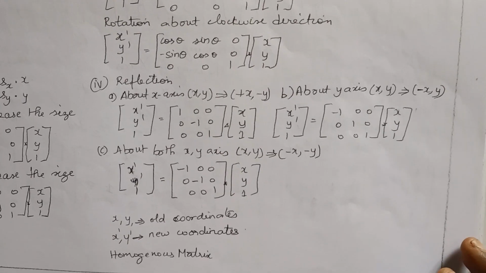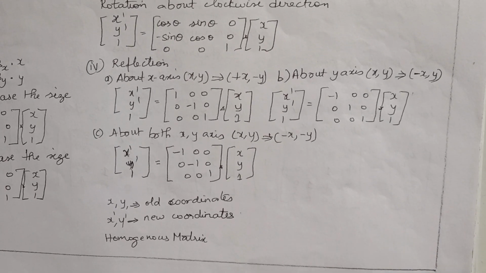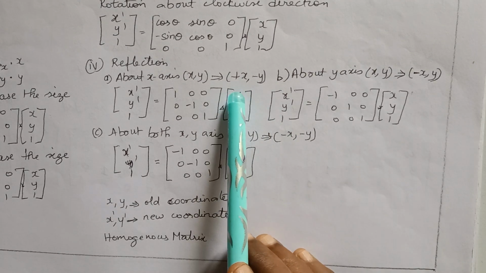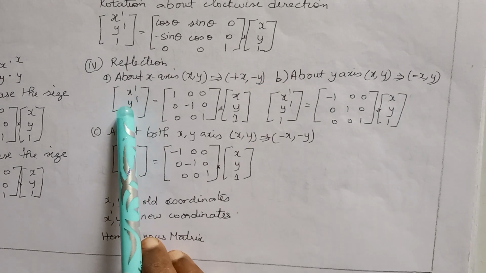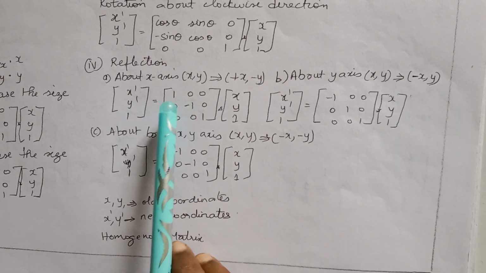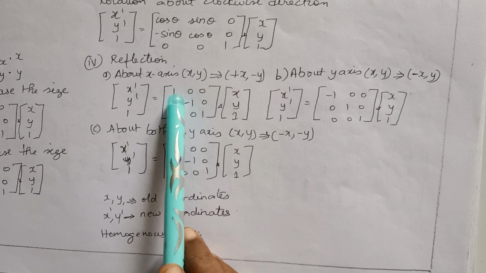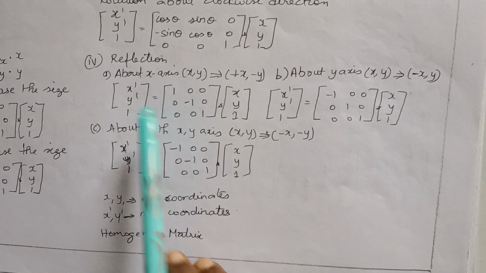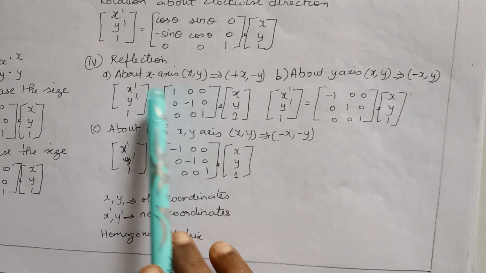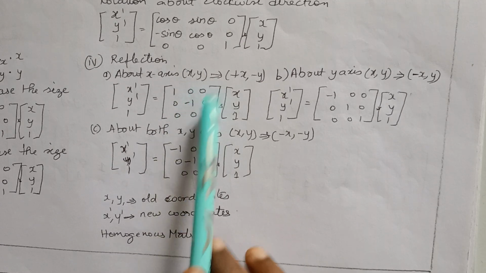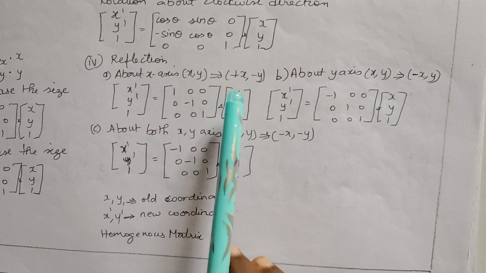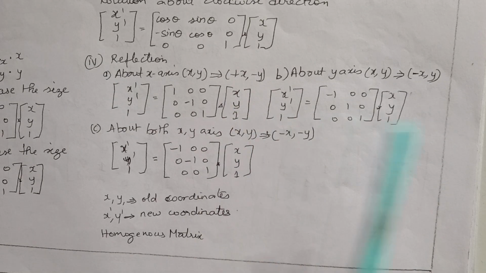Next, reflection. If we are given reflection about the x-axis, it means you have to put x positive and y negative. So the new coordinates x dash, y dash, 1 will be: here also use the diagonal only, 1, and then y dash is about the x-axis, which means y will be minus 1. So put minus 1 here, and 1. Others are zeros, times the old coordinates, that is x, y, and 1.